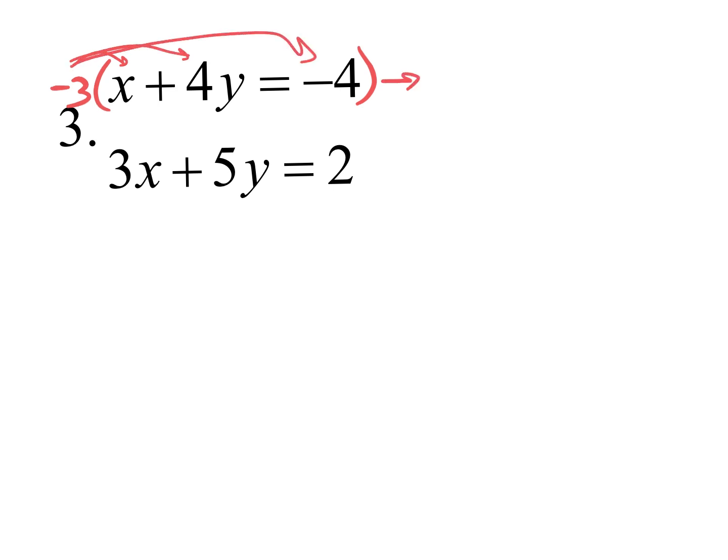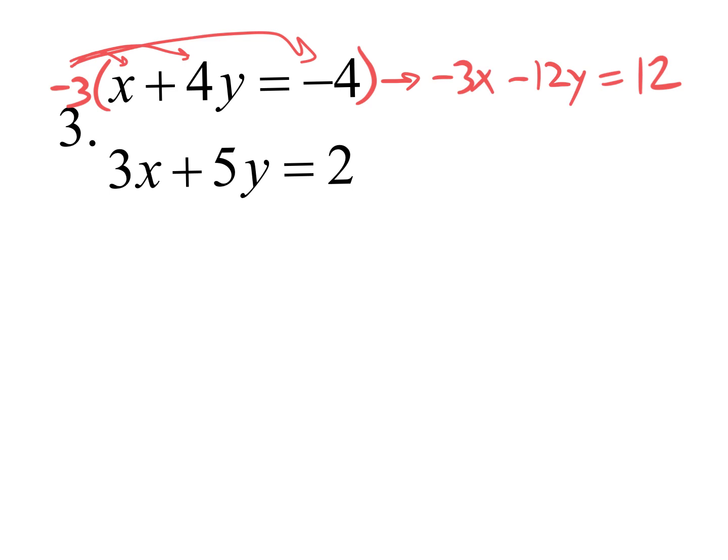And I'm going to draw an arrow this way, and I'm going to show my new equation. When I go negative 3 times x, that'll give me a negative 3x. When I go negative 3 times positive 4y, that'll give me a negative 12y. When I go negative 3 times negative 4, that will give me a positive 12. There's my new equation. Does that make sense?